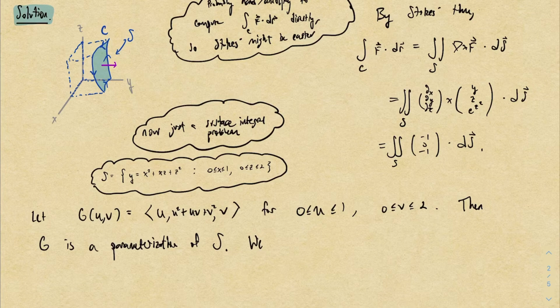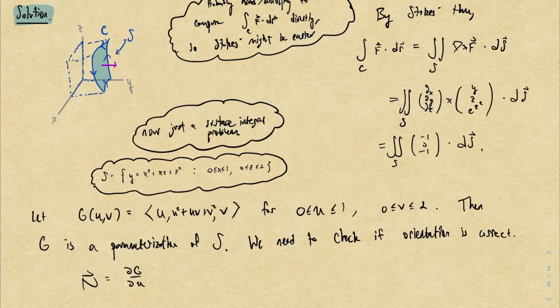Now, this is a vector surface integral, so the orientation matters. So what we need to do next is we need to check if the orientation is correct. I'll do that by computing the normal vector. Because I wrote g of (u, v), this means I have to take the derivatives in the order u cross v. So that would be this vector cross this vector.